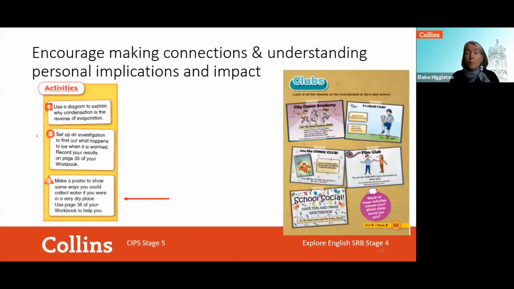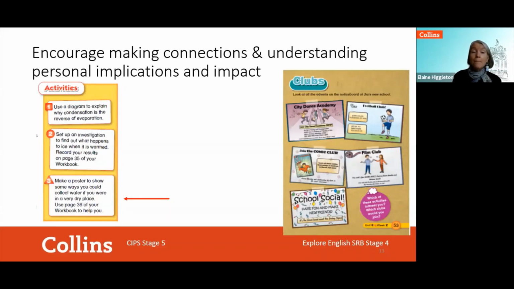We also offer opportunities within the courses for students to link what they're learning to their own experience, as you saw with the example of the school at the beginning. Which school do you think you might go to and why? Personalising that little bit of learning. We have an example here from International Primary Science Stage 5. This is based on a unit that is about condensation and evaporation. Use a diagram to explain why condensation is the reverse of evaporation. Set up an investigation to find out what happens to ice when it's warmed and record your results.